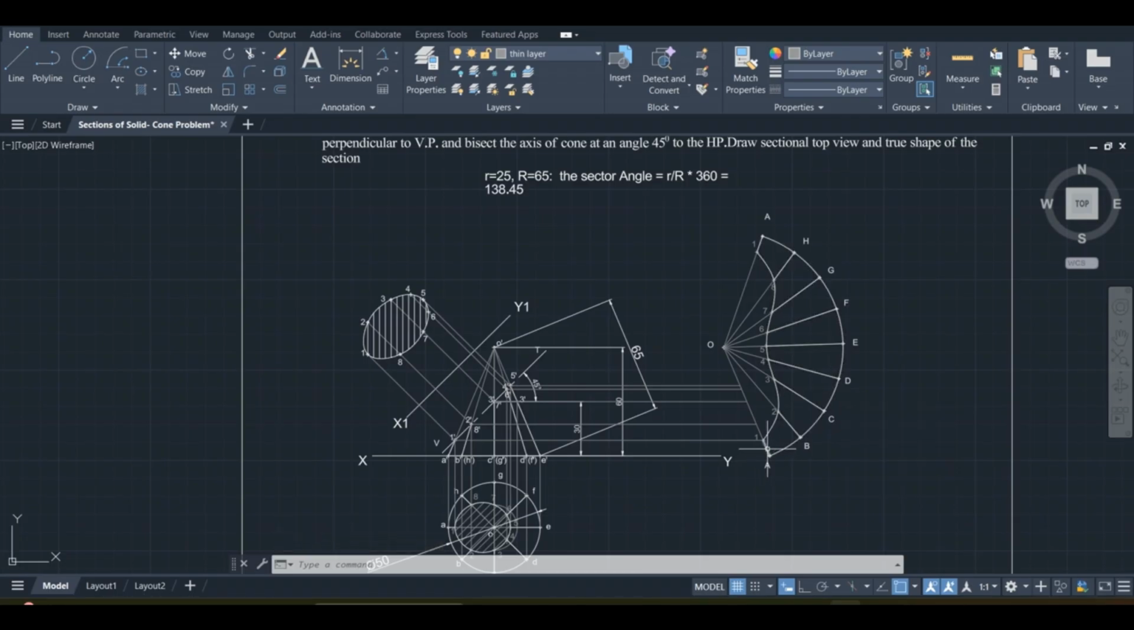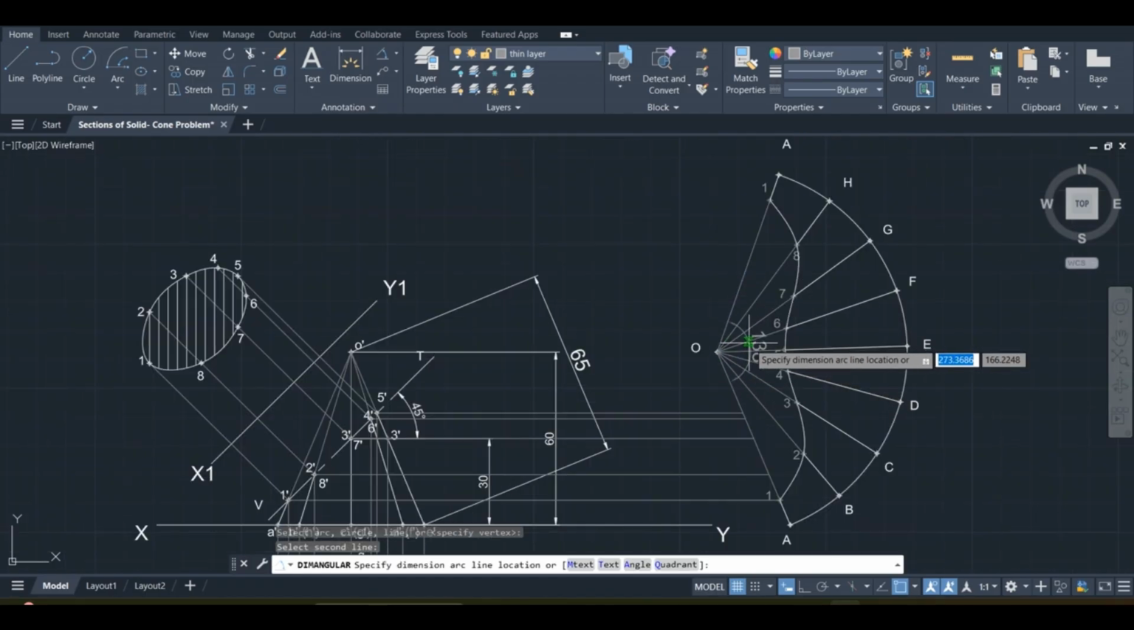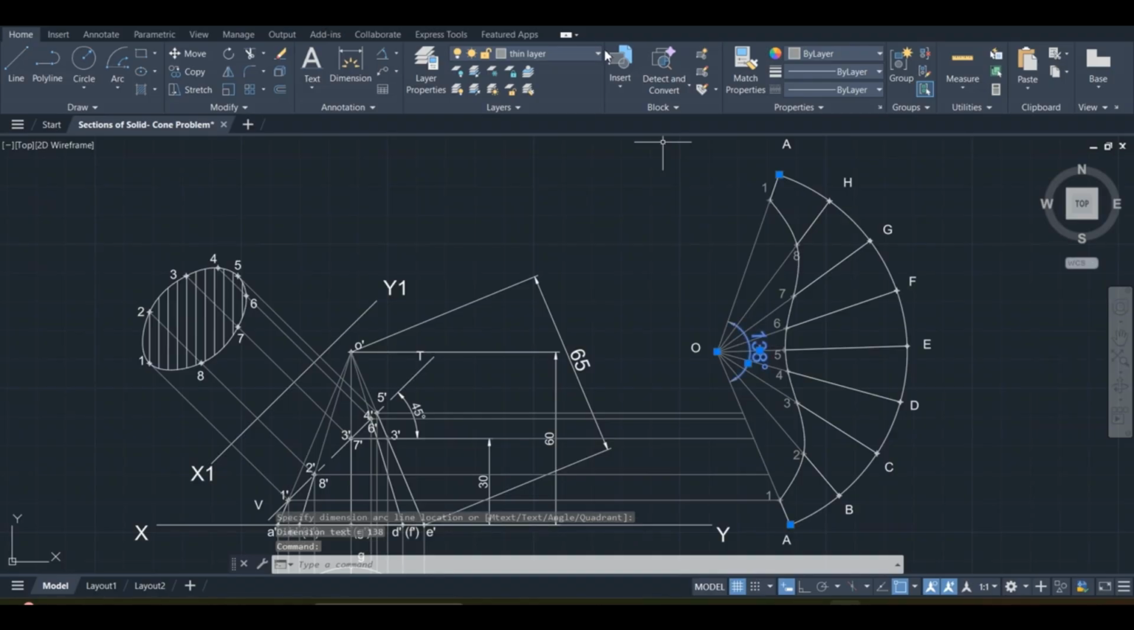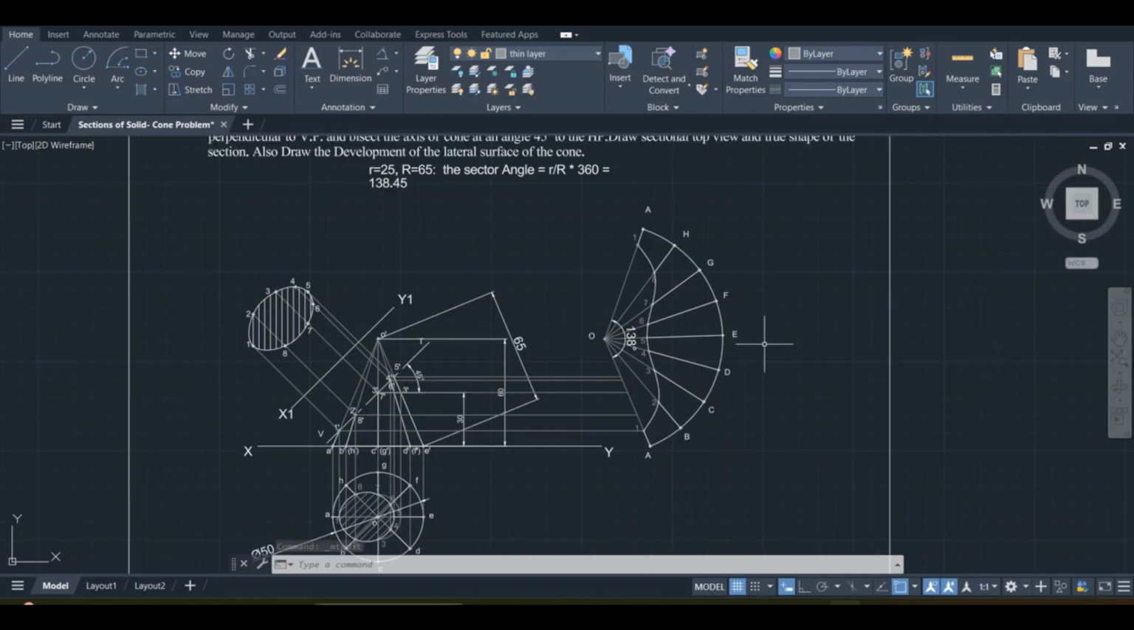So this one thing is missed. Yeah. This is how it comes. So finally give the dimensions. Here we have to give the sector angle. Yeah guys, this is the final answer. So the lateral surface of the cone. So thanks for watching the video.